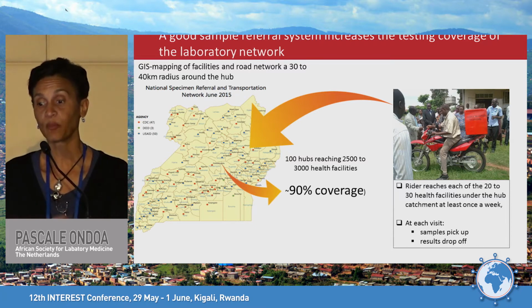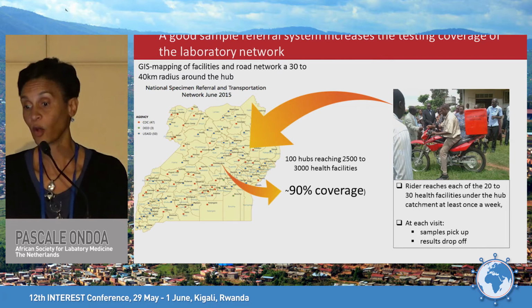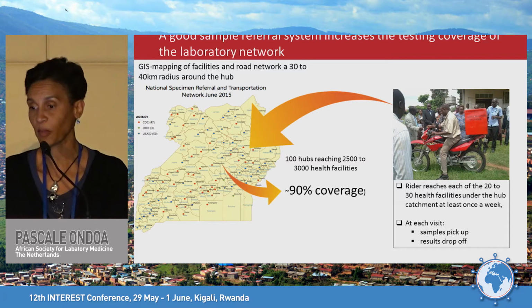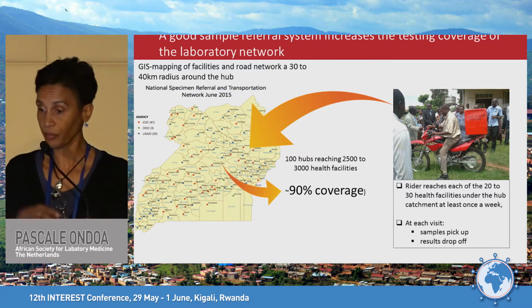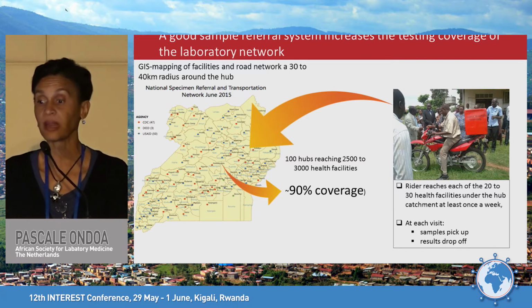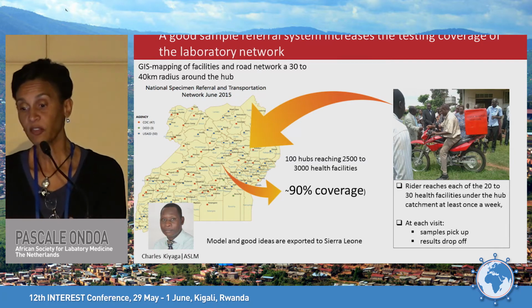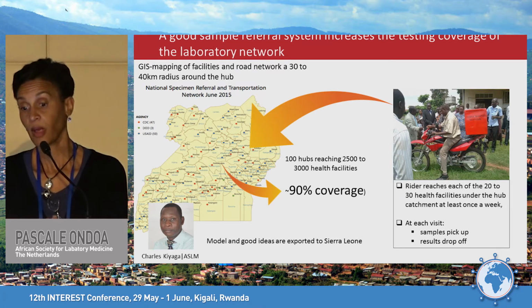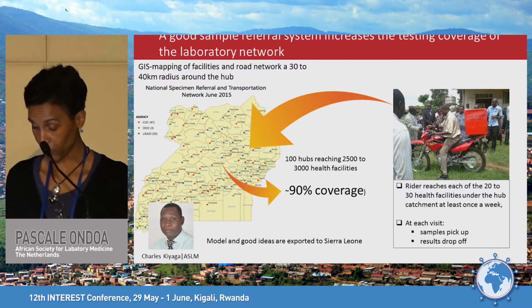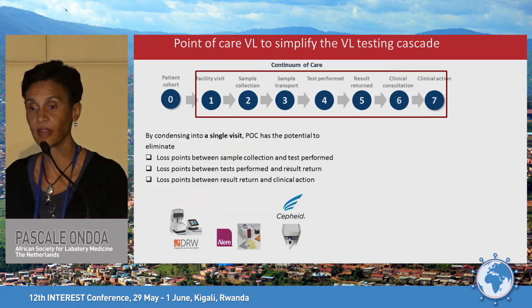And by doing that, they can place additional capacity in 100 hubs, and they can reach up to 3,000 health facilities remotely. And then they obtain a 90% coverage of their viral load testing capacity. And they have motorbikes rider, and they reach 20 to 30 facilities under their hub catchment area once a week. And at each visit, they pick up a sample and they drop up the results. So this model and these good ideas from Uganda are being now exported to Sierra Leone, and that is done under the leadership of one of my colleagues, Charles Giyaga from ASLM.